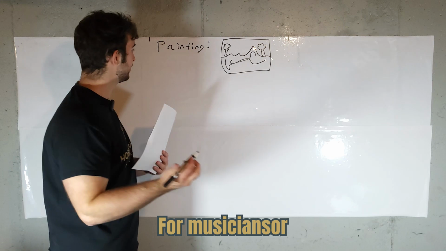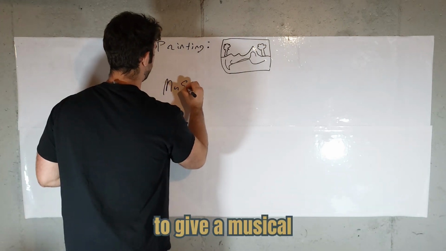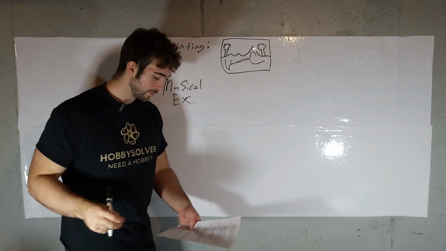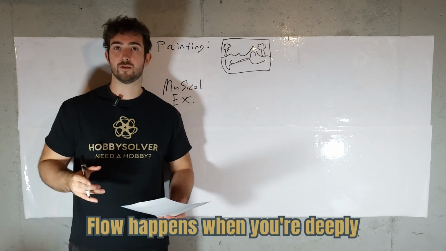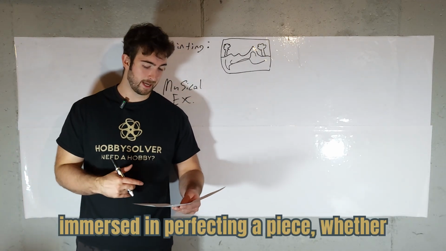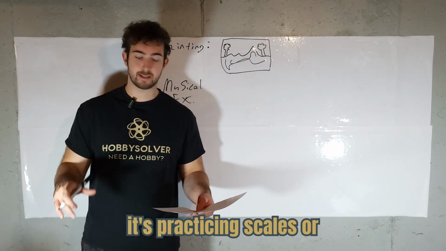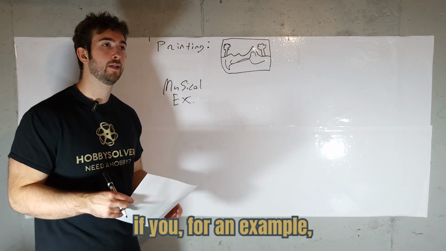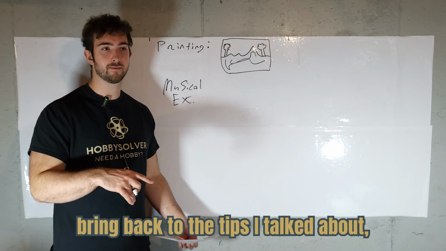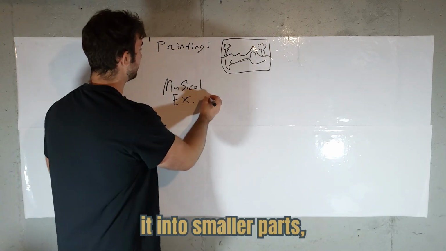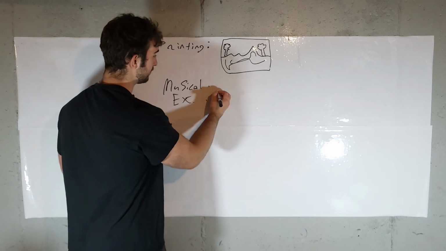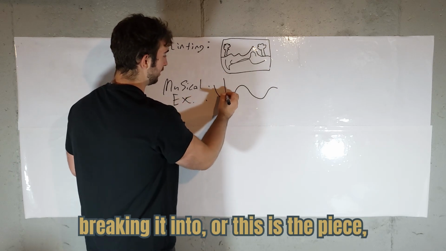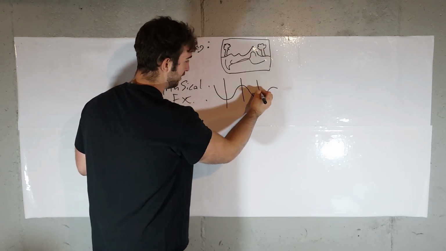For musicians, to give a musical example, flow happens when you're deeply immersed in perfecting a piece, whether it's practicing scales or improvising. So if you, for example, bring back the tips I talked about, lowering that challenge level, breaking it into smaller parts. Yeah, I'll just draw a little line like so. Imagine this is the song, or this is the piece, and you're breaking it into these small parts.